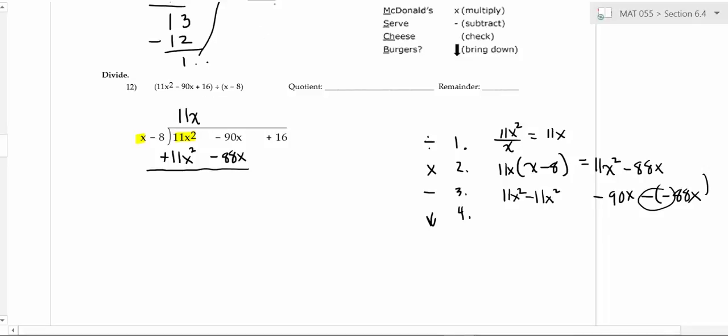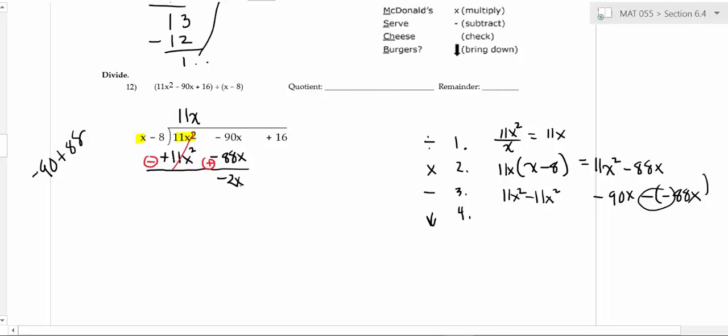You don't have to do this if you don't like this. I teach students on step 3, change the signs and add. Okay, that's just my technique. And then I say circle the sign change so that you realize that it was plus and minus. Now it's minus and plus. Okay, that's going to cancel. And then the next thing is going to be negative 90 plus 88. What we're doing is that is going to be negative 2x. Okay, so we got that.